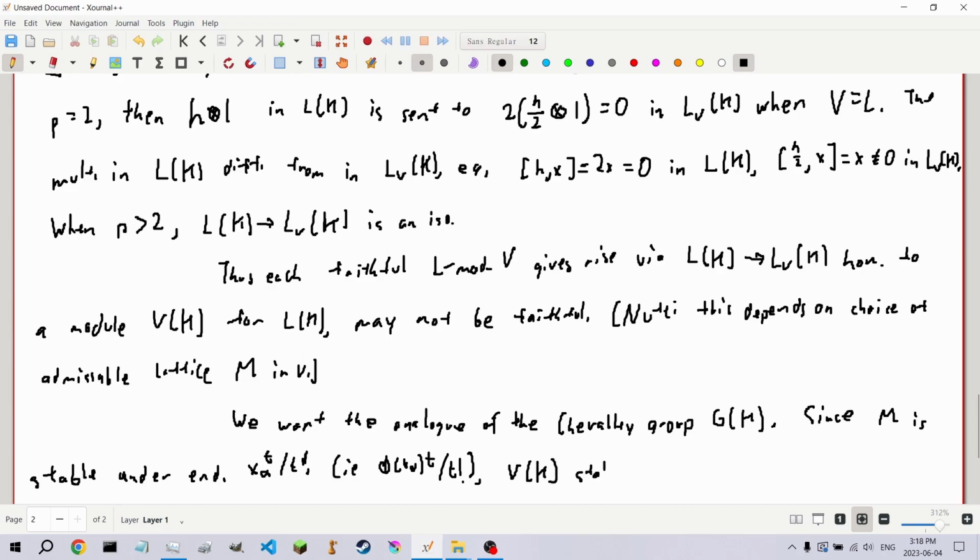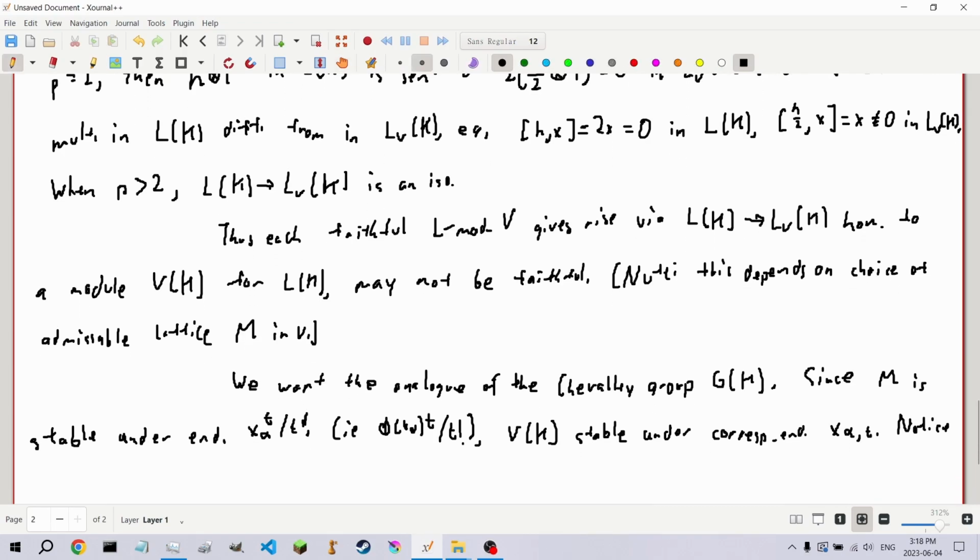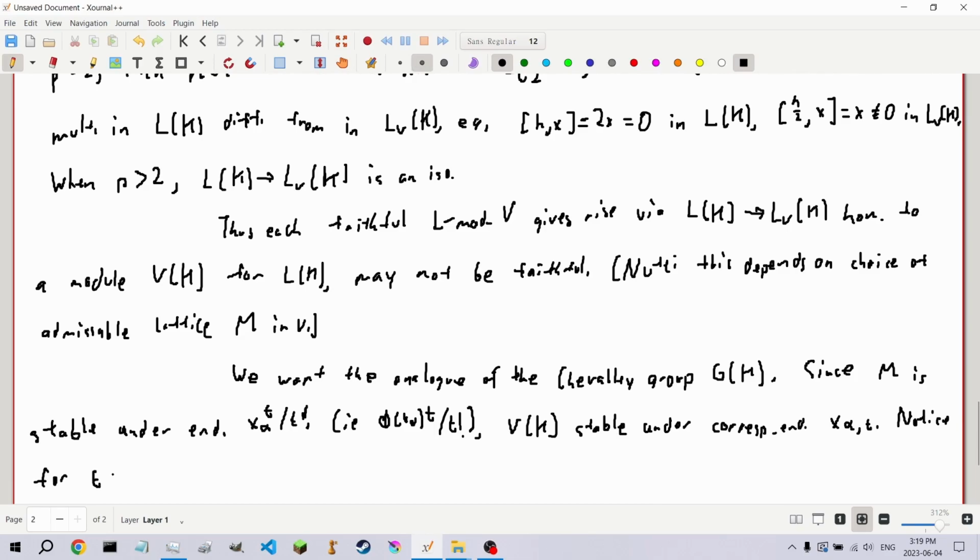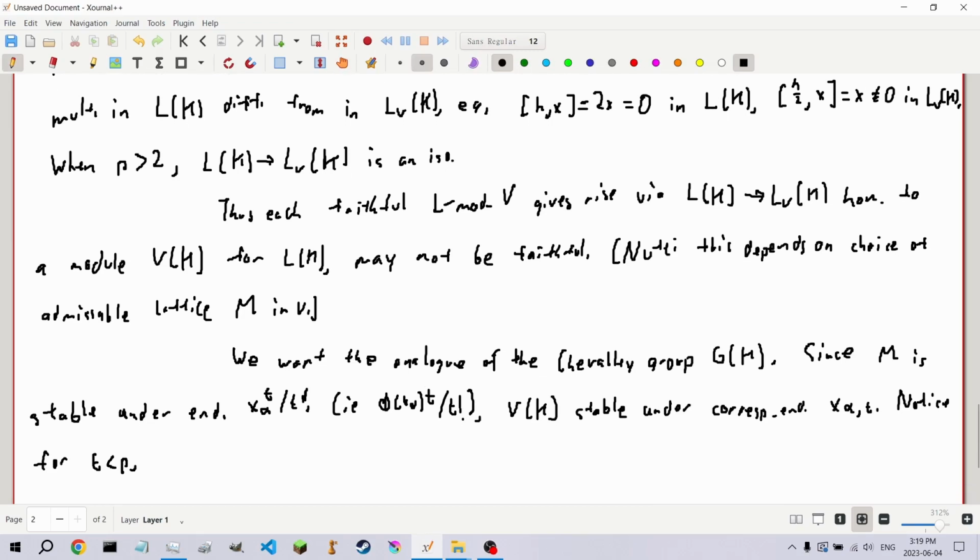Vk is stable under the corresponding endomorphism, which we call x alpha of t. Notice that for t less than p, x alpha t acts like x alpha tensor 1 to the t over t factorial, whereas for t being greater than or equal to p, this notation is meaningless.